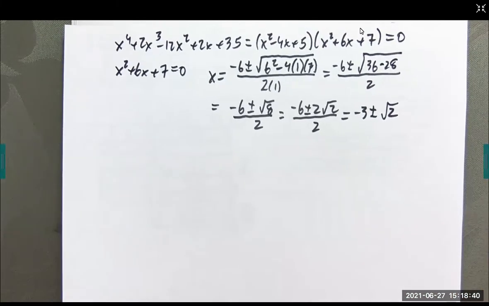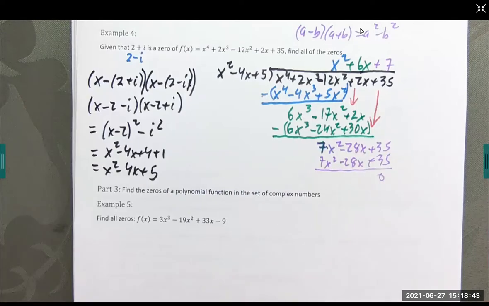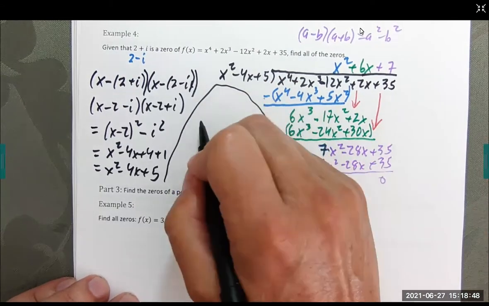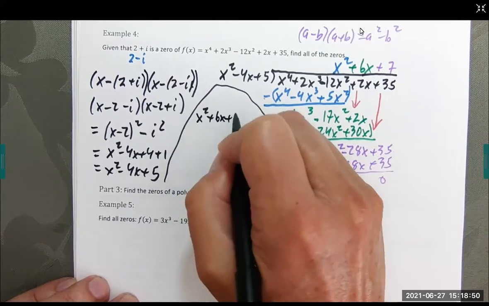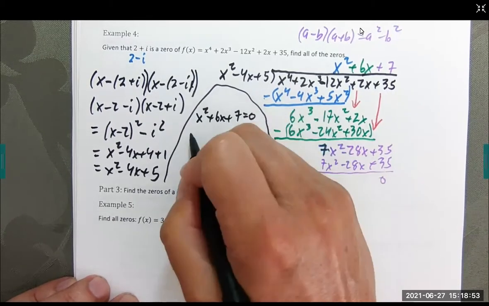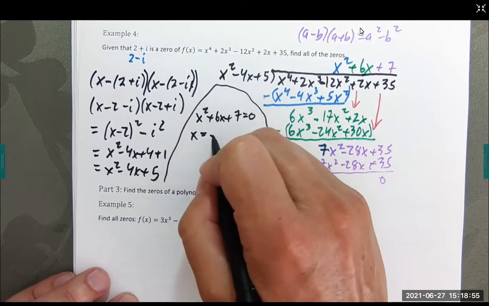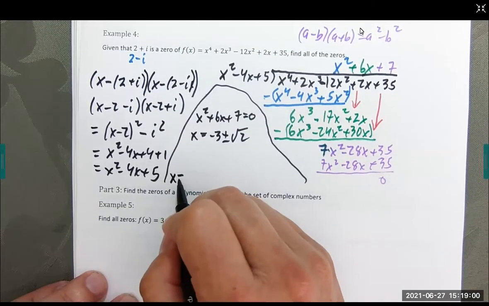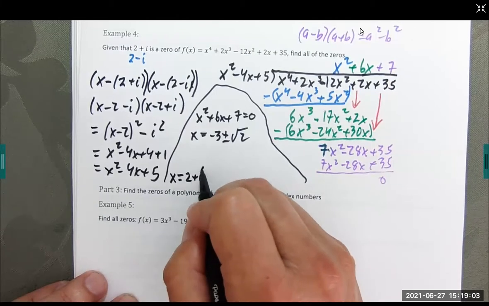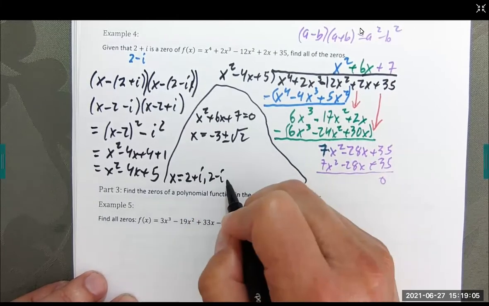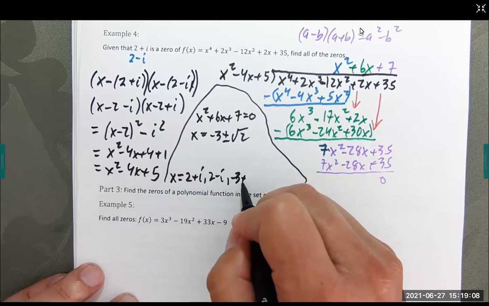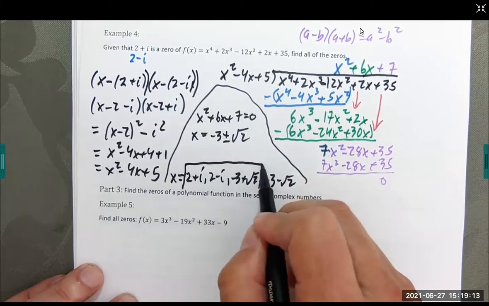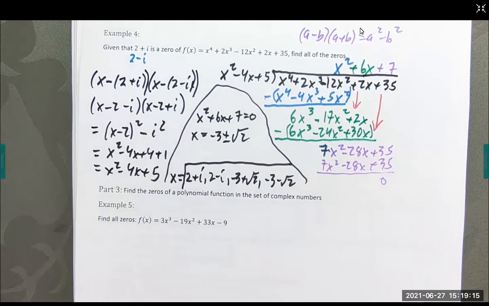So what are all of our solutions? And I guess I could kind of carve out a niche here. X squared plus 6x plus 7 equals 0 means that x gives us -3 plus or minus root 2. So all of our solutions are x equals 2 plus i, 2 minus i, -3 plus root 2, -3 minus root 2. 4 solutions. 2 complex, 2 irrational.